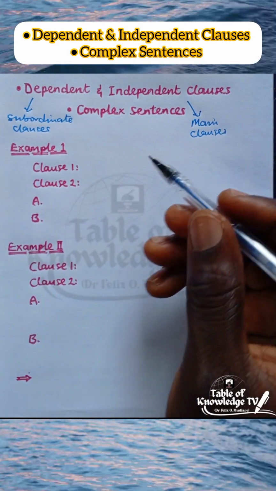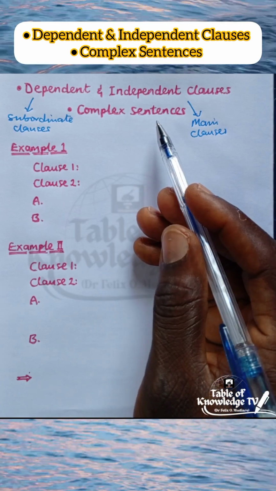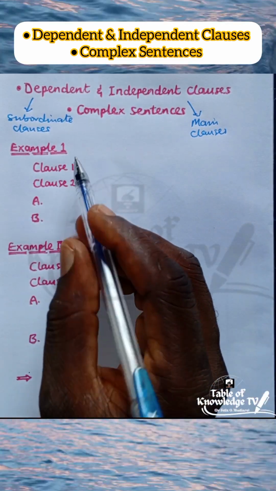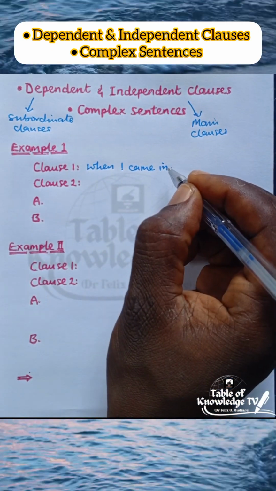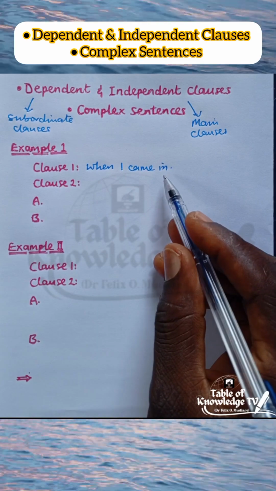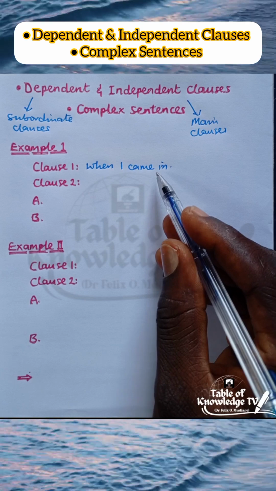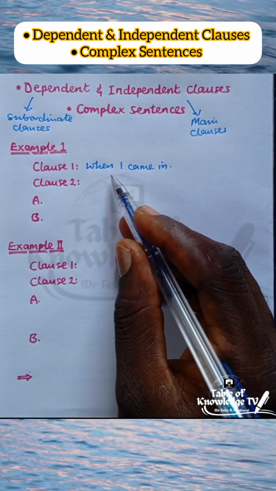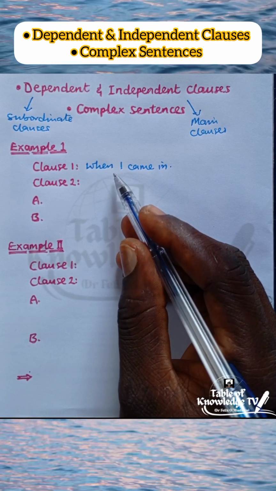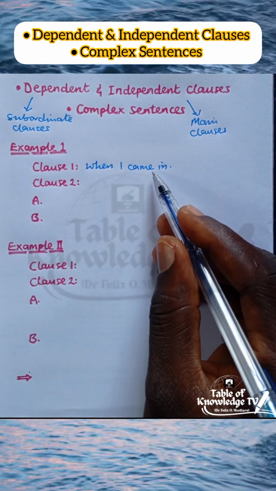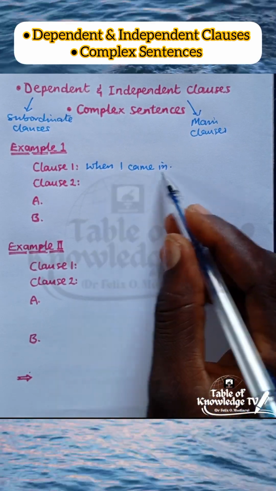Now, let's have an illustration using examples. Within the course of the examples, we are going to explain complex sentences. Example 1. Let's have clause 1. It says, when I came in. Look at this. When I came in. If someone walks up to you and says, when I came in, this expression does not make any meaning. You may want to ask what happened when you came in, because the expression is lacking in meaning. Do you know why? Because this expression is a dependent clause. It needs another clause before it can make sense. So this is a dependent clause.